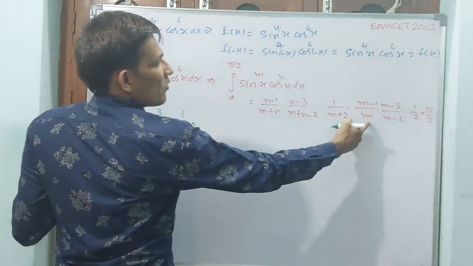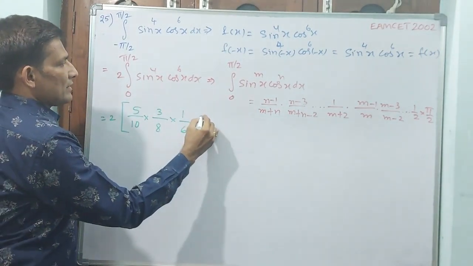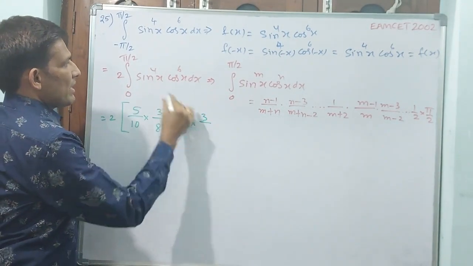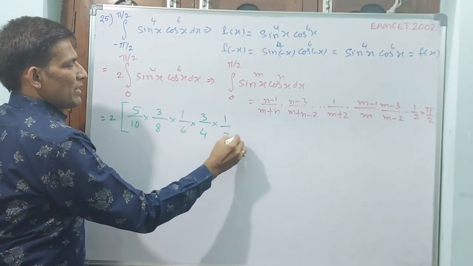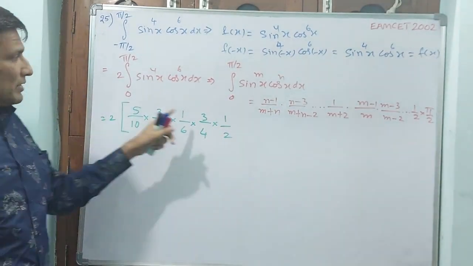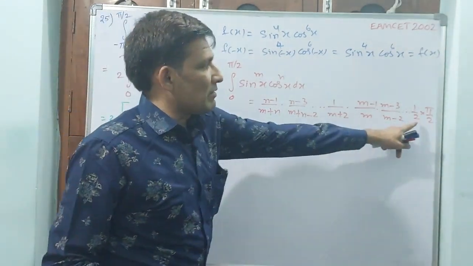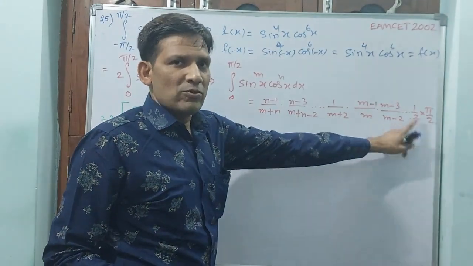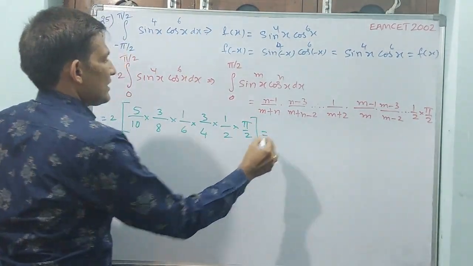Into, now go for this. m minus 1 by m, m is 4 here, 4 minus 1, 3 by 4 into 1 by 2, because minus 2 minus 2. But when it comes 1 by 2, again you don't take 1 by 2, because this should go up to 1 by 2 only. That's all. Then you go for pi by 2. That's all.